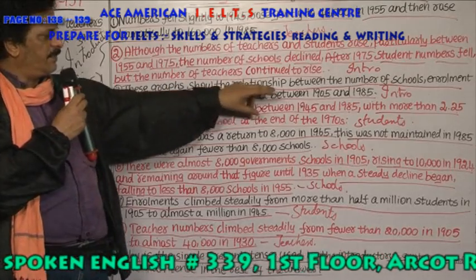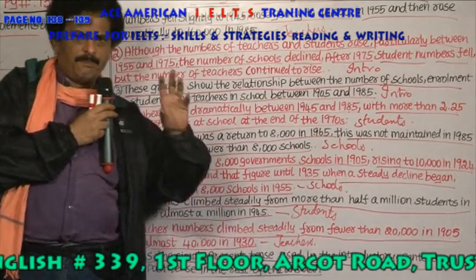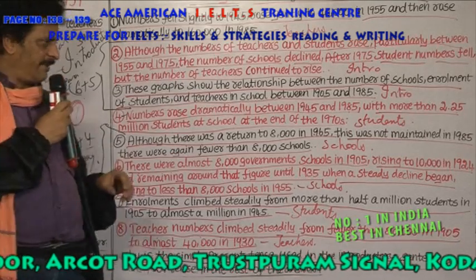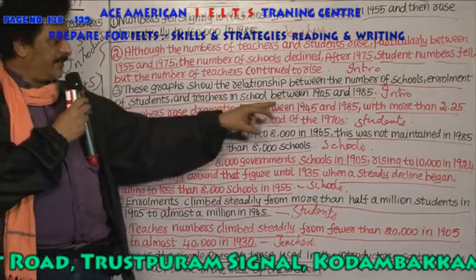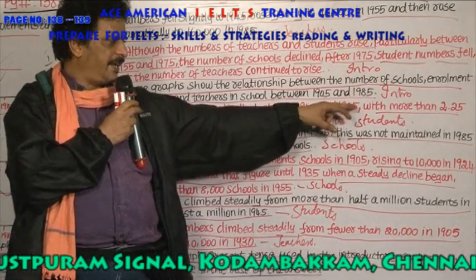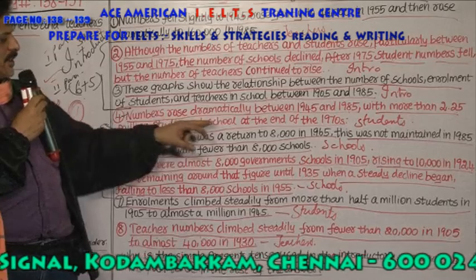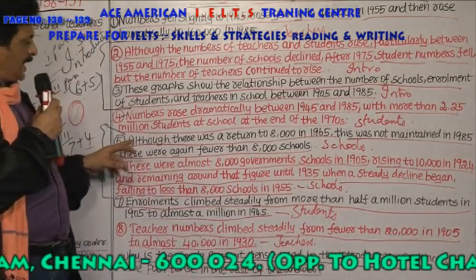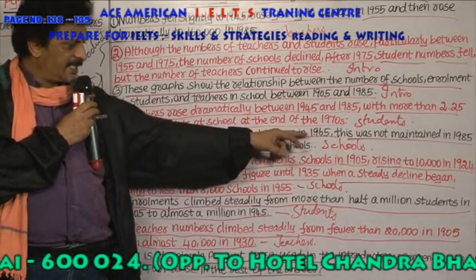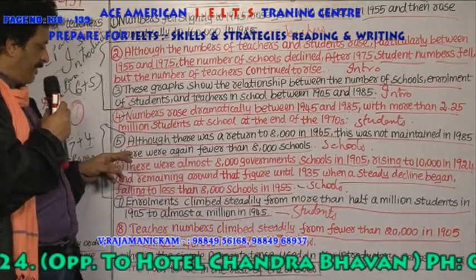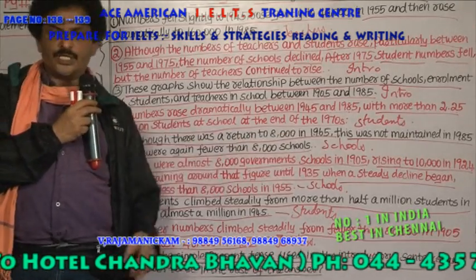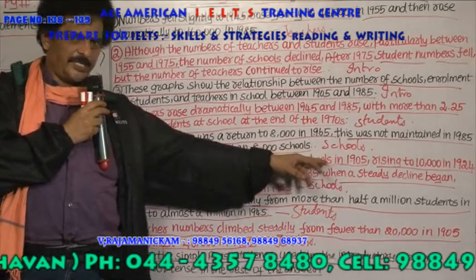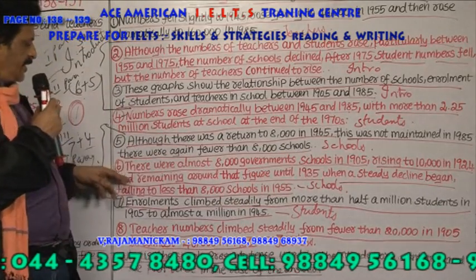Numbers rose dramatically between 1945 and 1985 with more than 2.25 million students at school at the end of 1970. This is about schools. Although there was a return to 8,000 in 1965, this was not maintained in 1985. There were again fewer than 8,000 schools. There were almost 8,000 government schools in 1905, rising to 10,000 in 1924 and remaining around that figure until 1935. Then a steady decline began, falling to less than 8,000 schools in 1955. This is about schools.